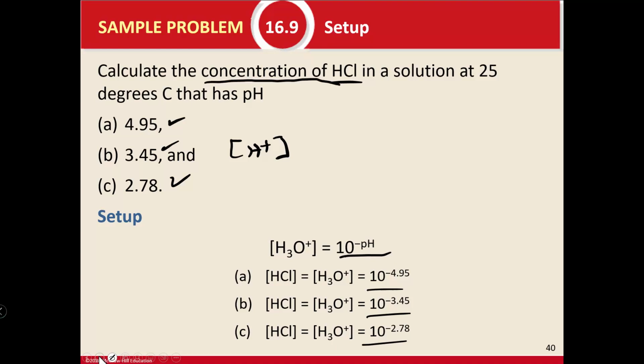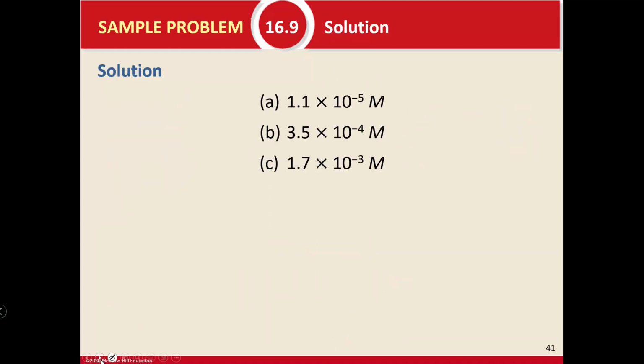So you can speak it two ways. Since HCl is 1-to-1 with the concentration of the hydrogen ion, or the hydronium ion if you want to do it that way, whatever the concentration of this is, is the concentration of the acid. All right, and so there they are. Again, not a difficult problem.